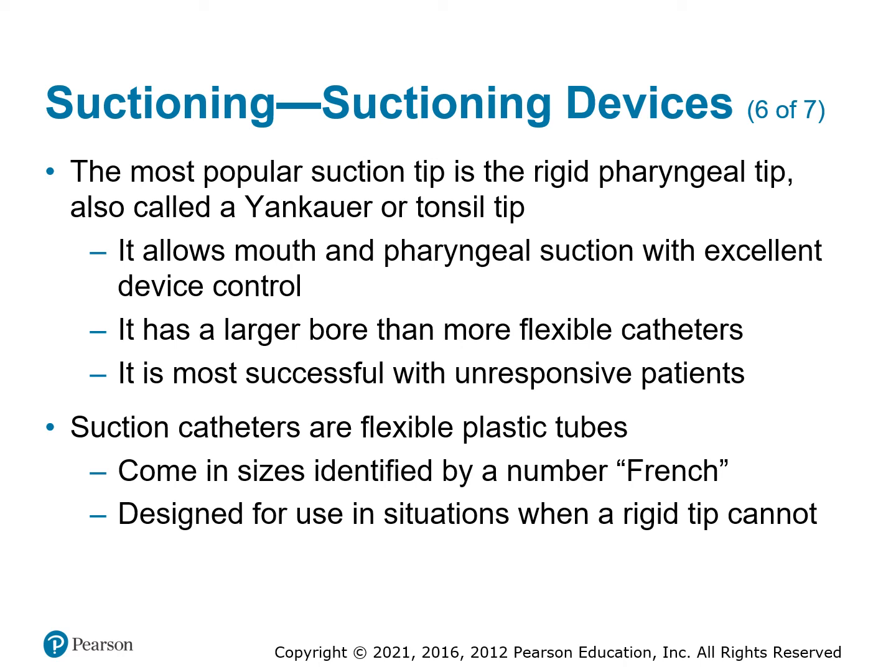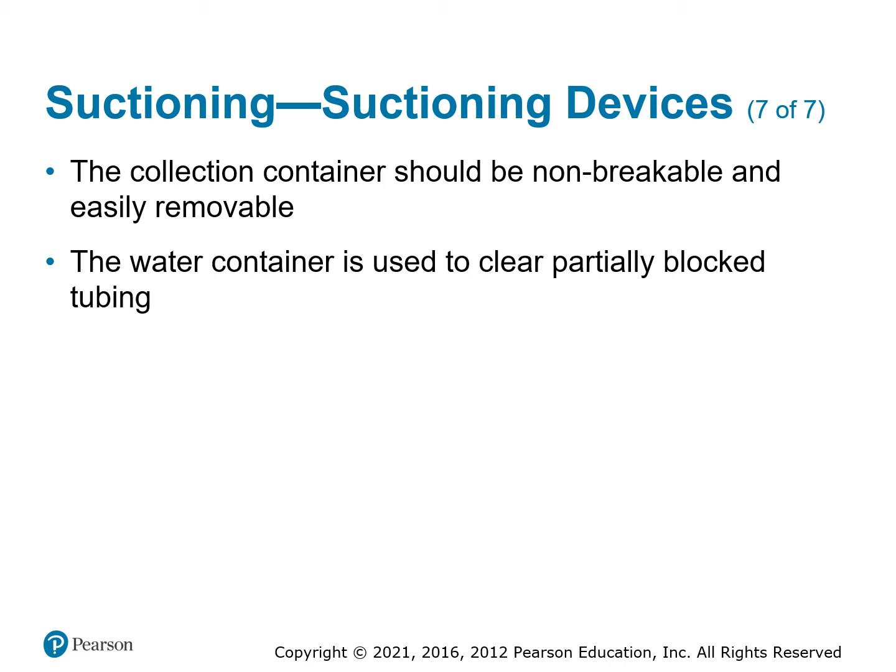They do have flexible tubes that are a little bit smaller. They can go into the nose. They can go into your advanced airways, your airway adjuncts. So the flexible tubes are a little bit smaller, but you don't have the control like you do with the Yankauer tip. The collection container, you don't want it to be like a Ziploc baggie. You want it to be non-breakable, but yet easily removable.